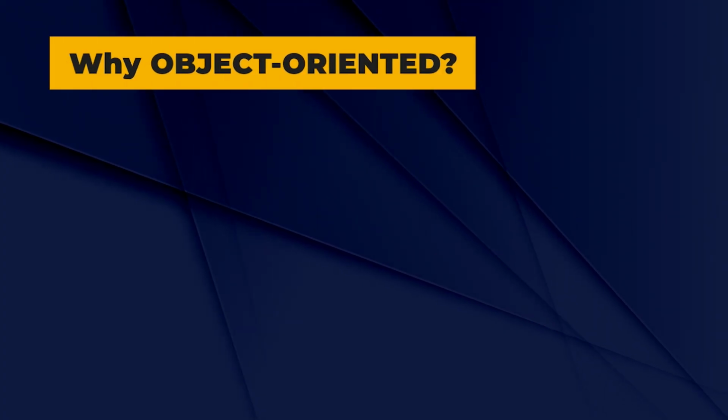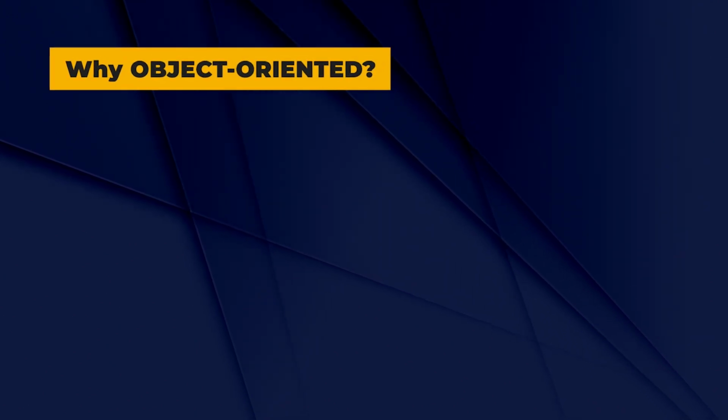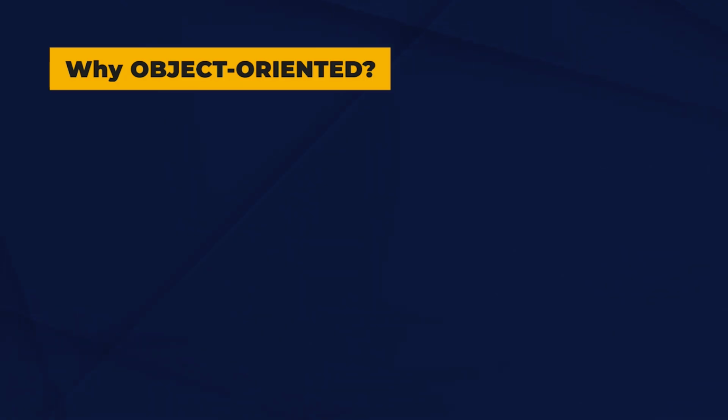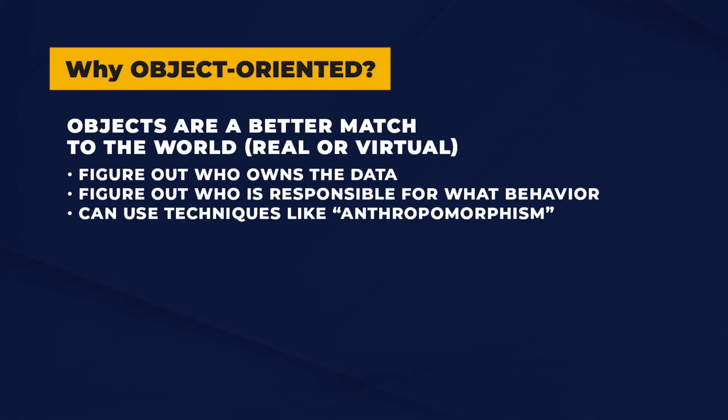So what is object-oriented and why would you want to use it? Well, if you're developing a software application or system, objects are a better match to the world, and that world can be real or virtual. So if you're developing something and there's a real-world object that you're trying to replicate, you can look to that real-world object to answer questions like what data is this object responsible for? What behavior does it have? And I can replicate that in software, or the pieces that I want in software.